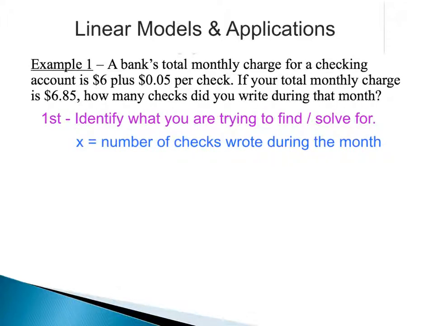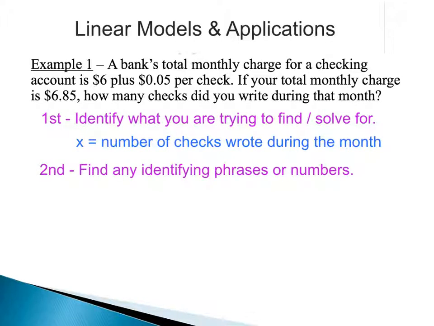After we figure out what we're trying to find and solve for, next we want to look for any identifying phrases or numbers within our problems. So if we just read as we write, I can see a bank's total monthly charge for a checking account. So total really means that at some point we're going to be adding. And as a side note, also posted in our course in section 1.3 is a chart of translating some English words into algebra phrases or operations. I'd be sure to take a look at that as well.